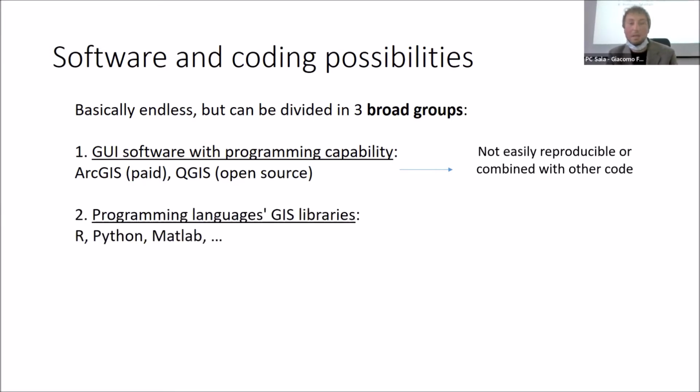Then you have programming languages, so the classic data science languages like R, Python, MATLAB, etc., which nowadays are all equipped with GIS libraries to do pretty much everything. So you can manipulate and do spatial operations with programming languages, typing code. But of course, these consume local computer resources.